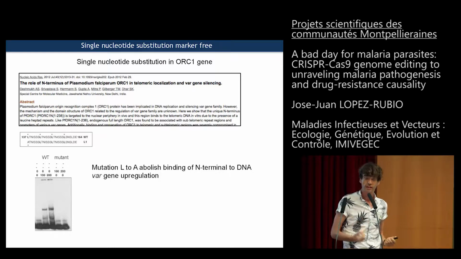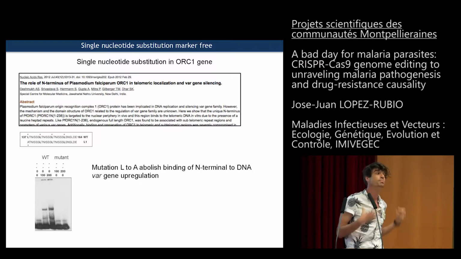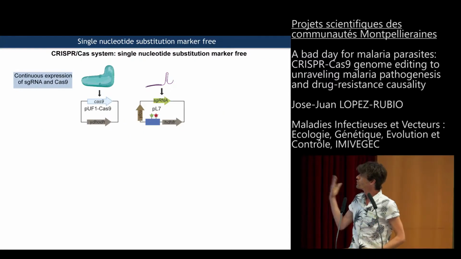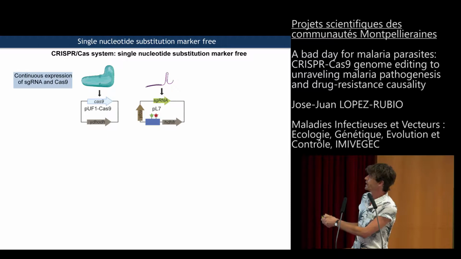So we wanted to check if this is true, but in vivo. We want to create parasites that have only this change. So we follow this strategy. We have one plasmid expressing the Cas9, the other plasmid expressing the guide RNA, and the donor DNA carrying 2 mutations.